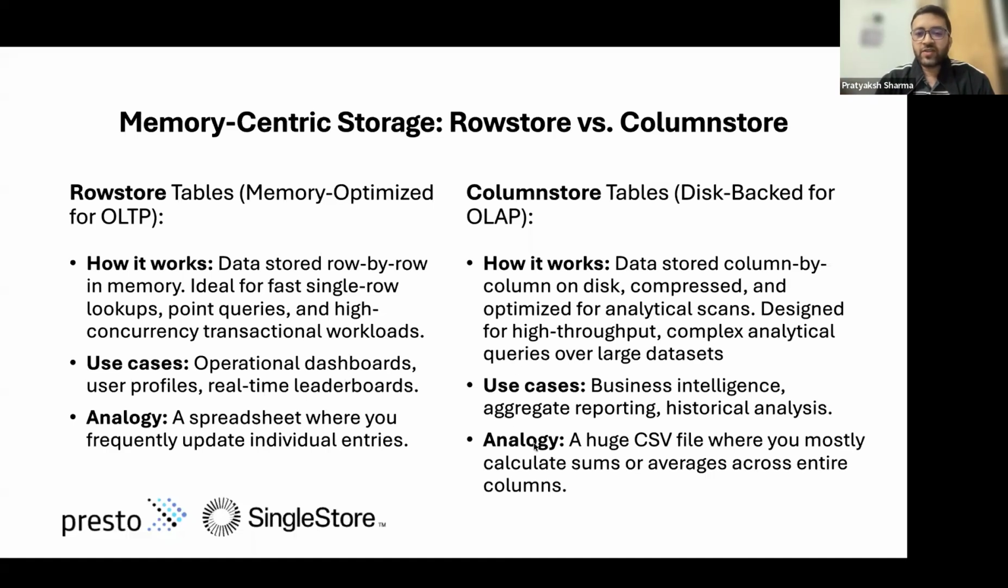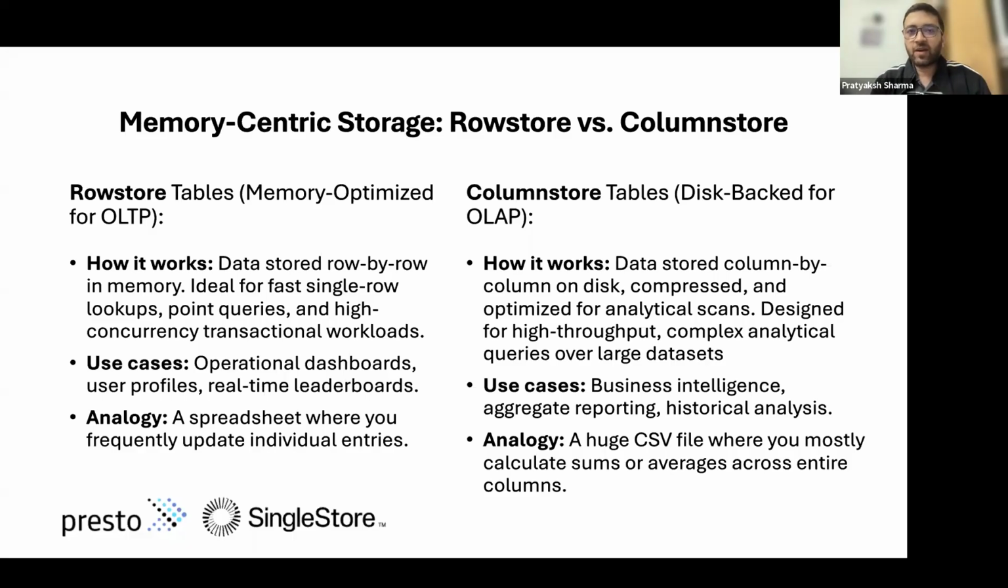There is an analogy which we are giving here as well, which says, let's say you have a huge CSV file where you mostly calculate sums or averages across entire columns, right? Those kinds of use cases are more suited for column store tables, right? So for such tables, the way we ingest data is in a bulk load at a single go, and then they have very infrequent updates to the data.